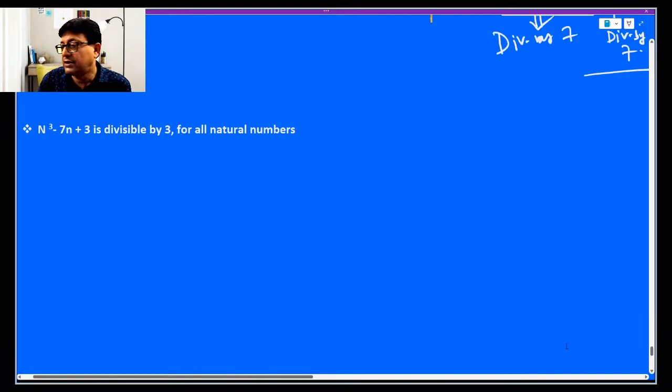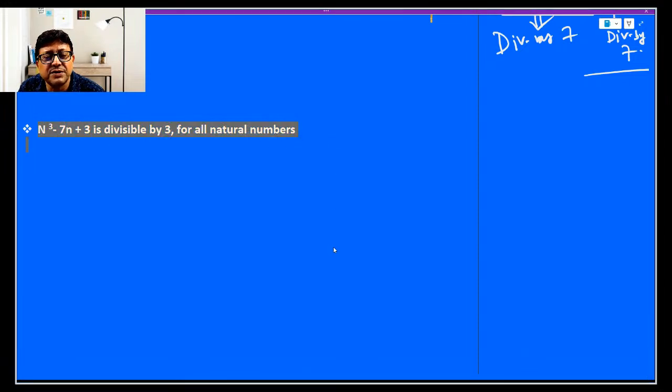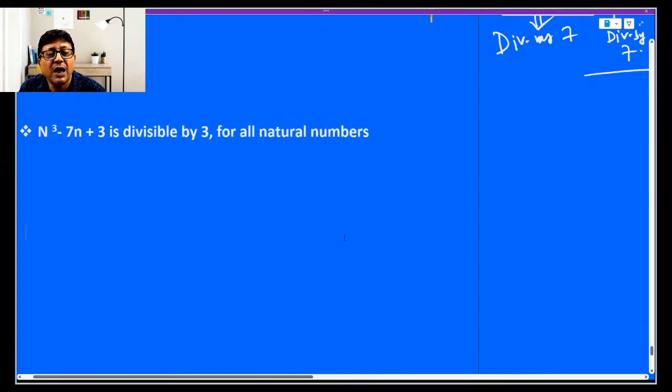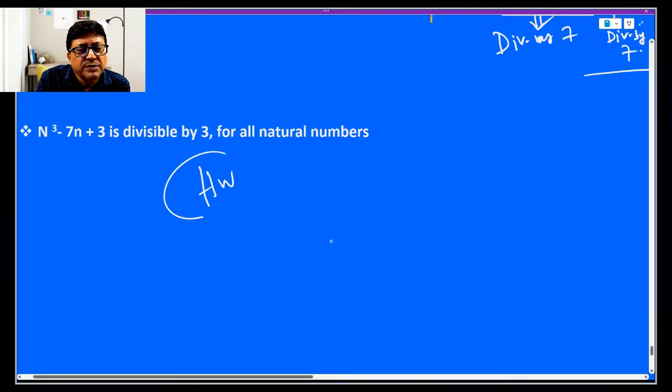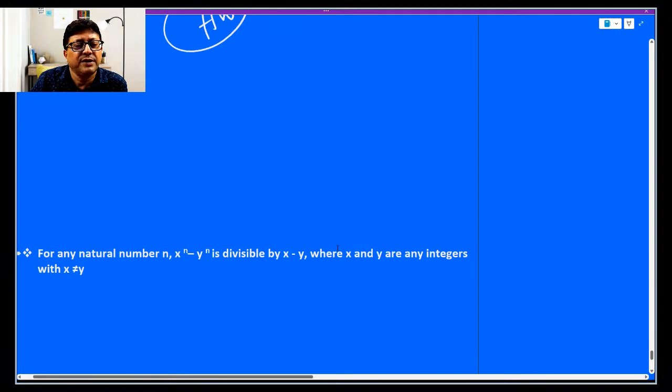n cube minus 7n plus 3 is divisible by 3. One similar problem. I need not discuss. Hope you can try at home. Just copy the sum. I move to the next problem. I hope you'll be able to do it. Okay? Try. n cube minus 7n plus 3. You try at home. Take this one at home. Similar problem you must try. Let us go for the next one.